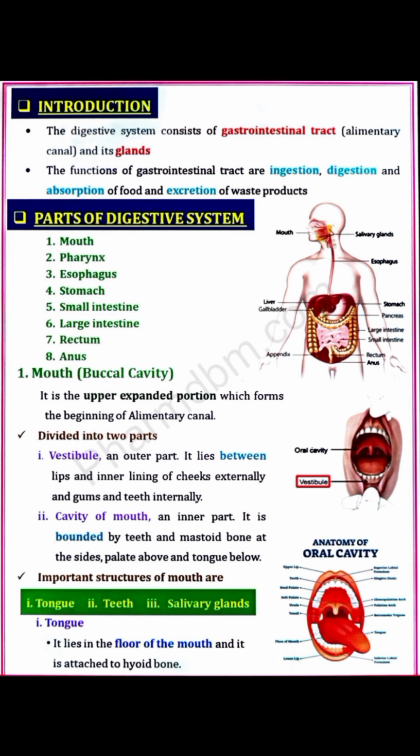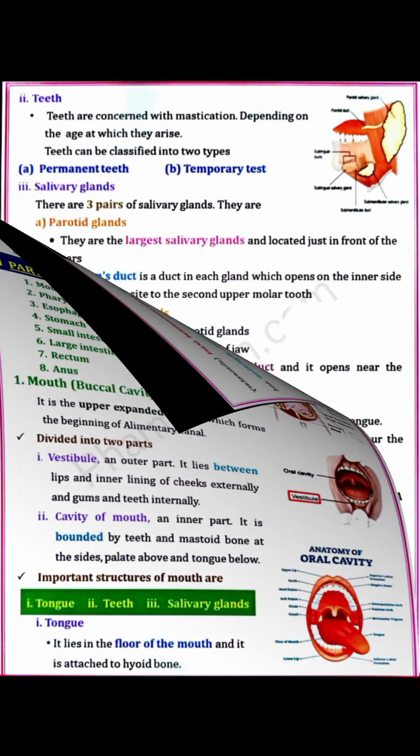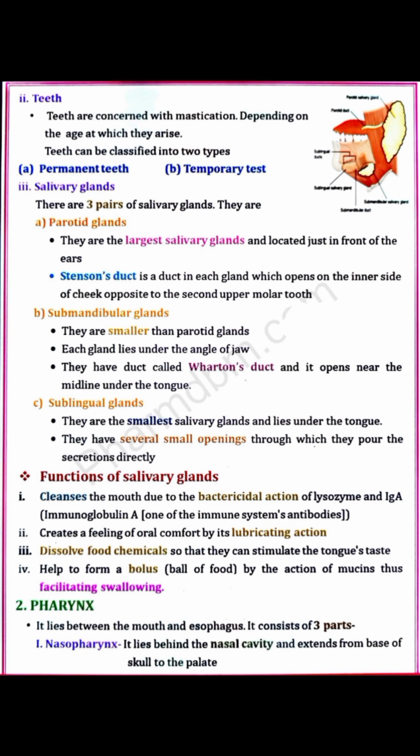Second one, cavity of mouth, an inner part. It is bounded by teeth and mastoid bone at both the sides, palate above and below the tongue. The important structures of mouth are tongue, teeth and salivary glands. First one, tongue. It lies in the floor of the mouth and it is attached to the hyoid bone. Teeth. Teeth are concerned with mastication, depending on the age at which they rise.